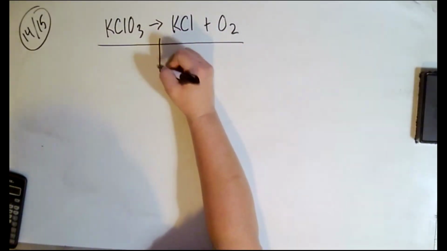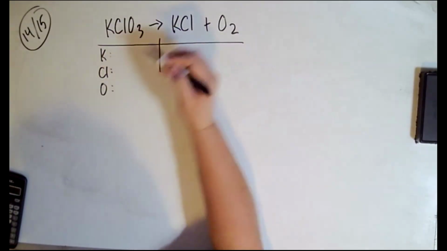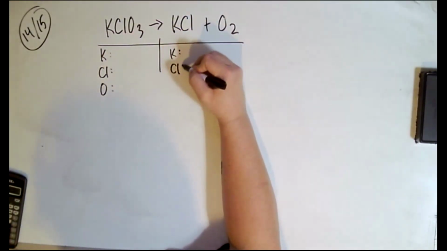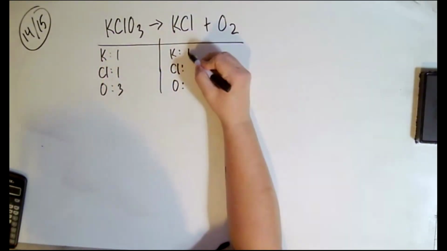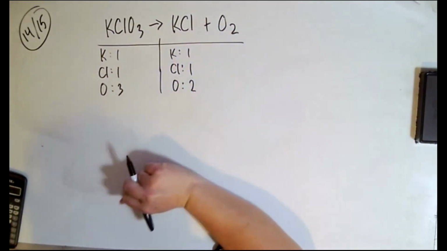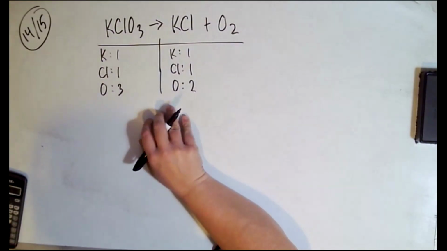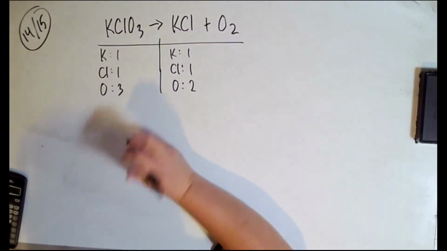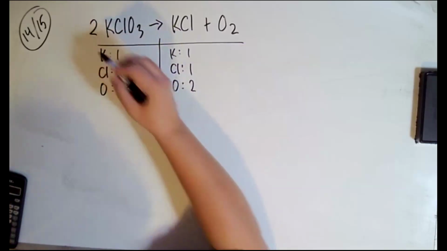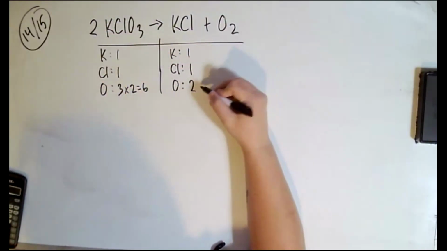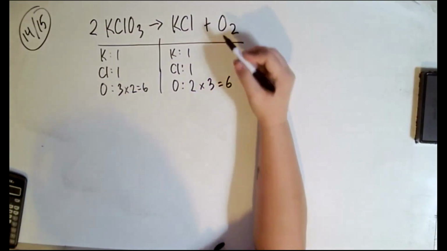So we're going to start out following our balancing technique. All right. Right now, the only thing that's not balanced is our oxygens. And so we are going to balance those first. So we'll multiply our oxygen compound by 2 to give us 6 oxygens. We can multiply our oxygen on the right side by 3 to give us 6 oxygens.